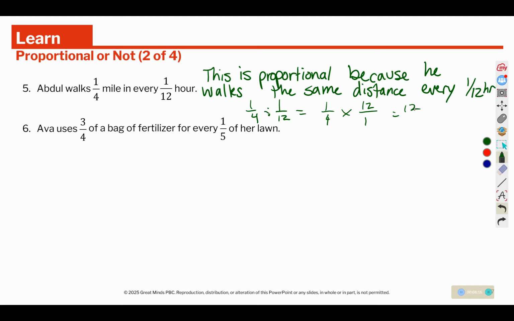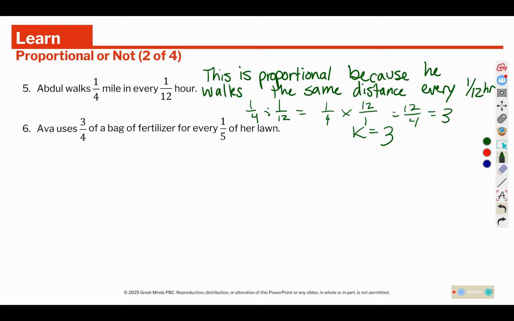1 times 12 is 12. 4 times 1 is 4. But 4 fits into 12 exactly 3 times. So that constant of proportionality, also known as K, is equal to 3. He walks 3 miles every hour.